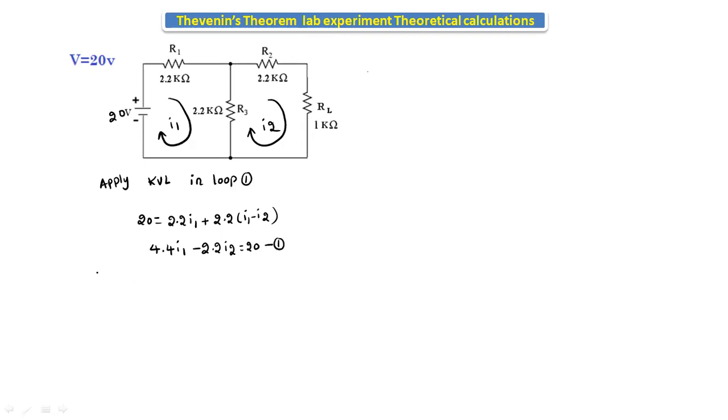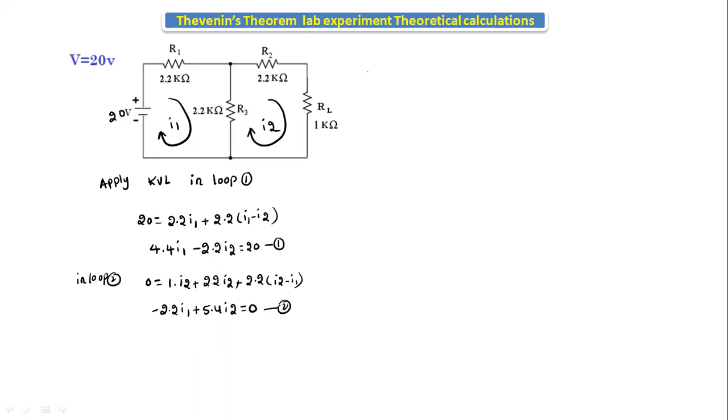Next, if we apply KVL in loop 2, in loop 2 there is no source, that's why 0 is equal to 1 into I2 plus 2.2 into I2 plus 2.2 into I2 minus I1. If we simplify this, we will get minus 2.2 into I1 plus 5.4 into I2 is equal to 0. This is equation number 2.